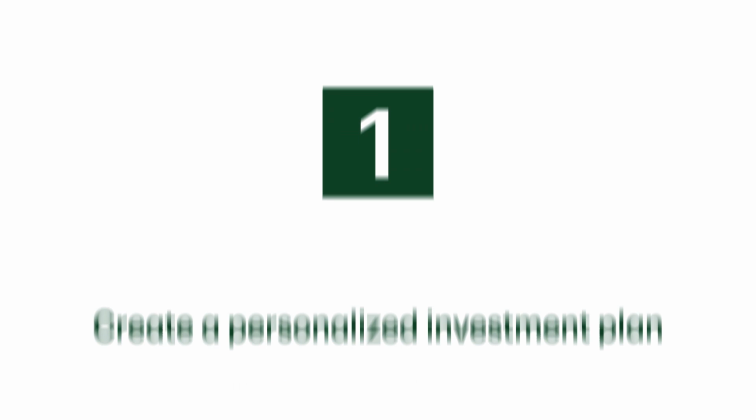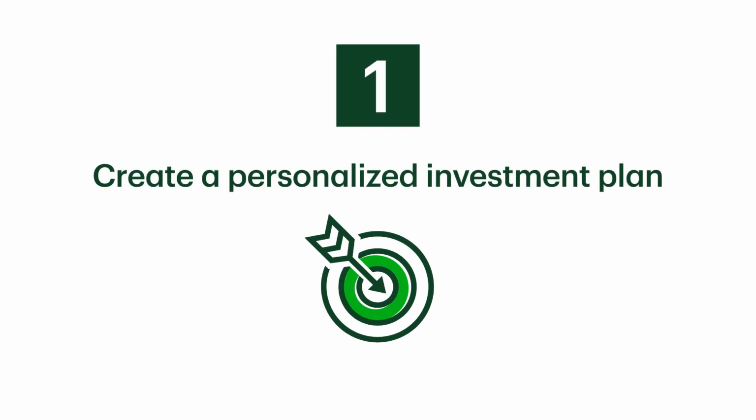Let's explore each step. Step 1. Create a personalized investment plan. This will come as no surprise if you've watched any of our other lessons on portfolio management. Creating an investment plan leads investors to deliberately think about their goals and risk tolerance. An investor's risk tolerance is pivotal in determining the makeup of the portfolio, from asset allocation down to individual positions. That leads us to step 2.